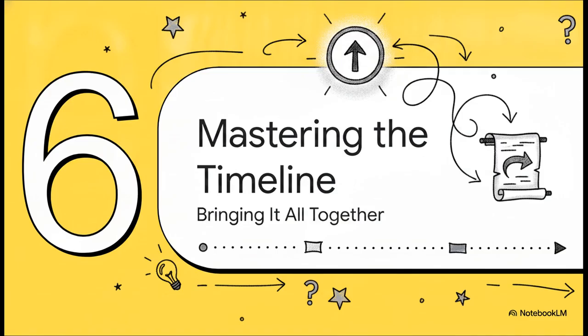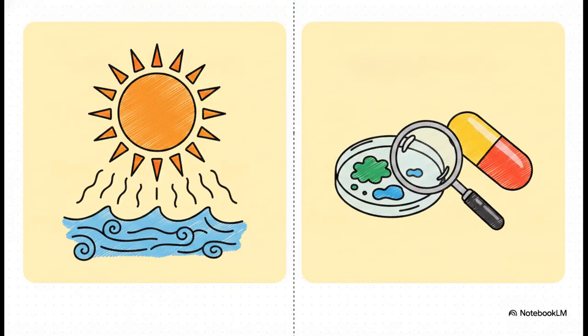Section 6. Mastering the timeline. Let's bring it all together. Okay, let's bring both these concepts together and compare them head to head. Consider the statement, water is heated by the sun. That operates as a present fact, a totally eternal truth. Now consider, penicillin was discovered in 1928. That operates as a past event, a closed historical finding.